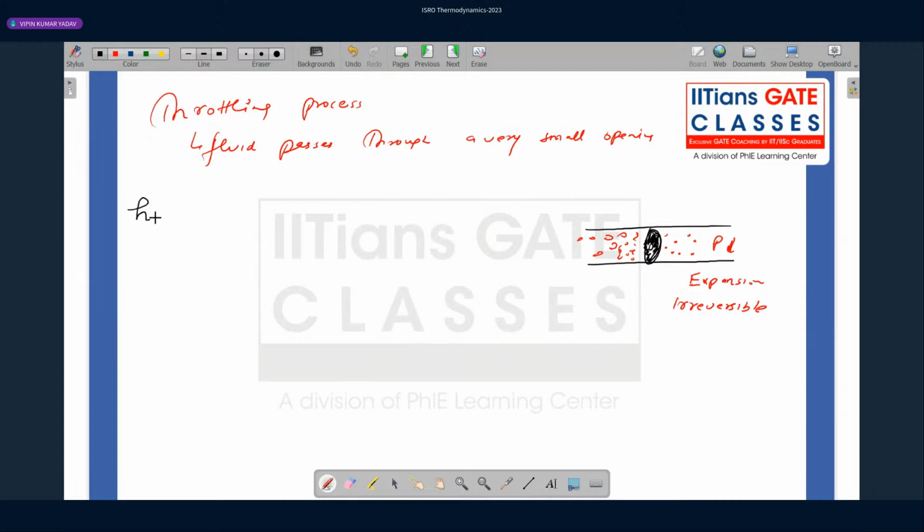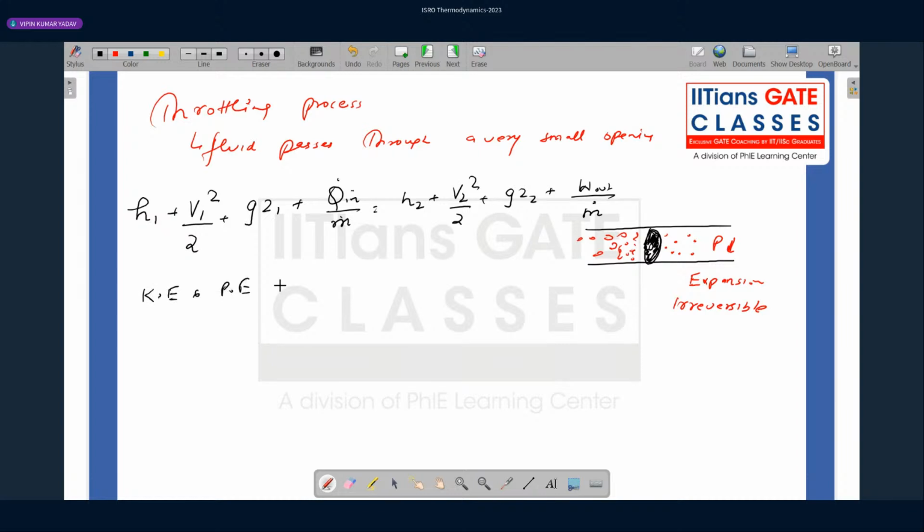What is the steady flow equation? h1 plus V1 squared by 2 plus g z1 plus Q in by mass flow rate is equal to h2 plus V2 squared by 2 plus g z2 plus work output by mass flow rate. Now, in the throttling process, kinetic and potential energy changes are neglected because there is no significant velocity, nor is there a significant change in reference.